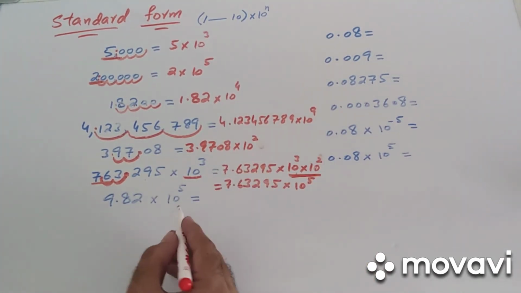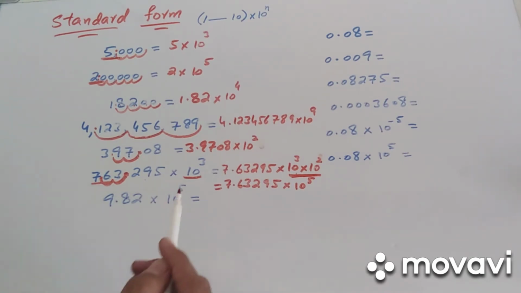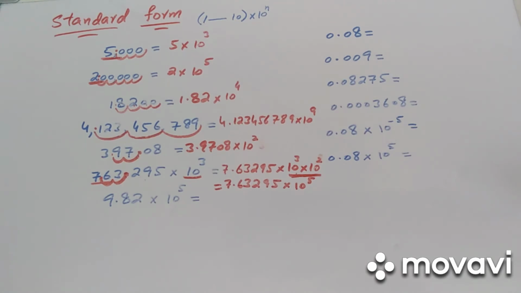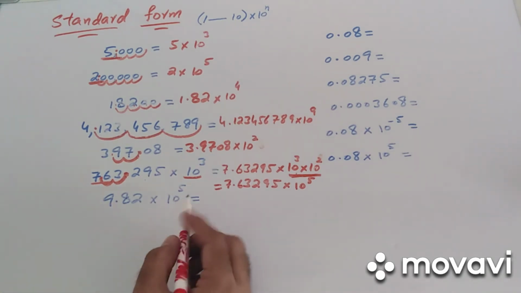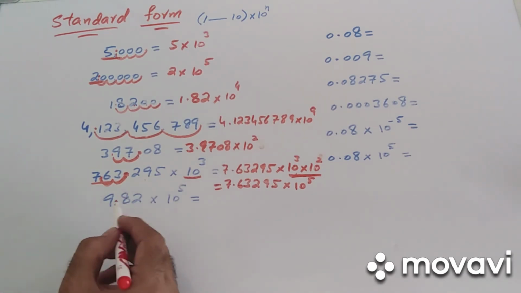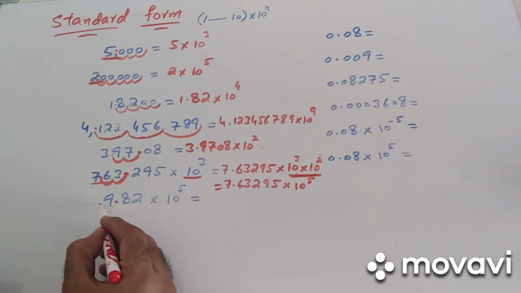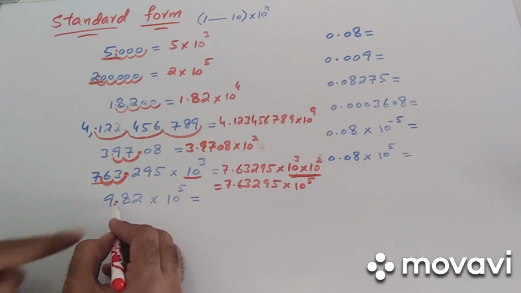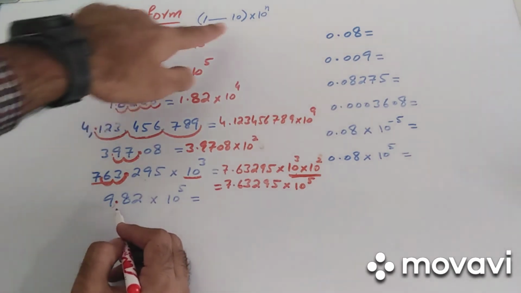And the last one, can you please pause the video and try this one out? What do you think? What did you notice? This question, what do you have to do? The decimal is there, so can you move the decimal on that side? If you move it there, it will be 0.982, and 0.9 doesn't really belong to this range.